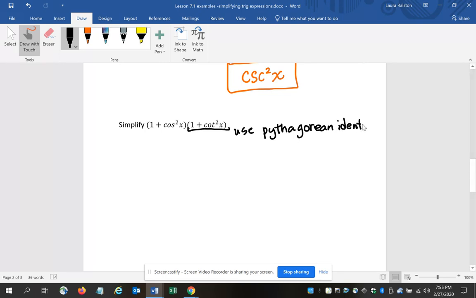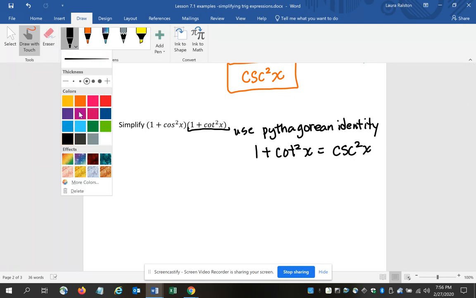Now, again, you may not be as familiar with these as I am, and things may not jump out at you. But typically when you see something squared, your first place to start is with one of your Pythagorean identities. It is 1 plus cotangent squared x equals cosecant squared x. So again, I'm going to write the problem down, but then do that substitution.